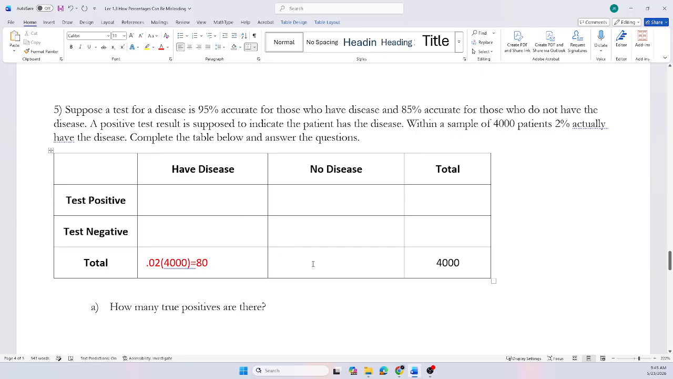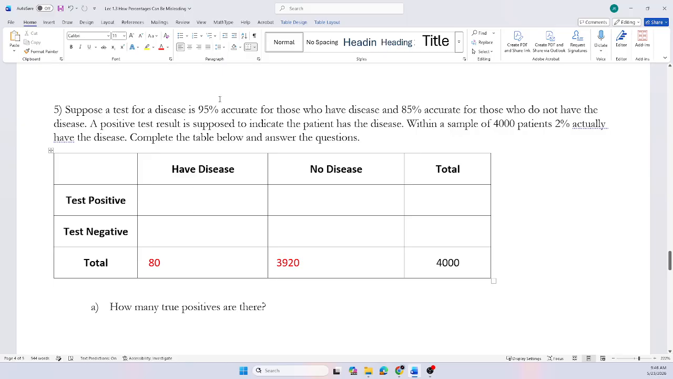And then if there's 80 people that have the disease, well, that means all I got to do is just do a little bit of subtraction to figure out how many don't have the disease. So 4,000 minus 80 is going to be 3,920. So if there's 80 people that have the disease, that means there's 3,920 people that do not have the disease. So now that we have these two values figured out, and just to kind of clean up the table, let me go ahead and delete this part and this part. So we got those two things figured out. So now we can use these numbers to figure out the test results.